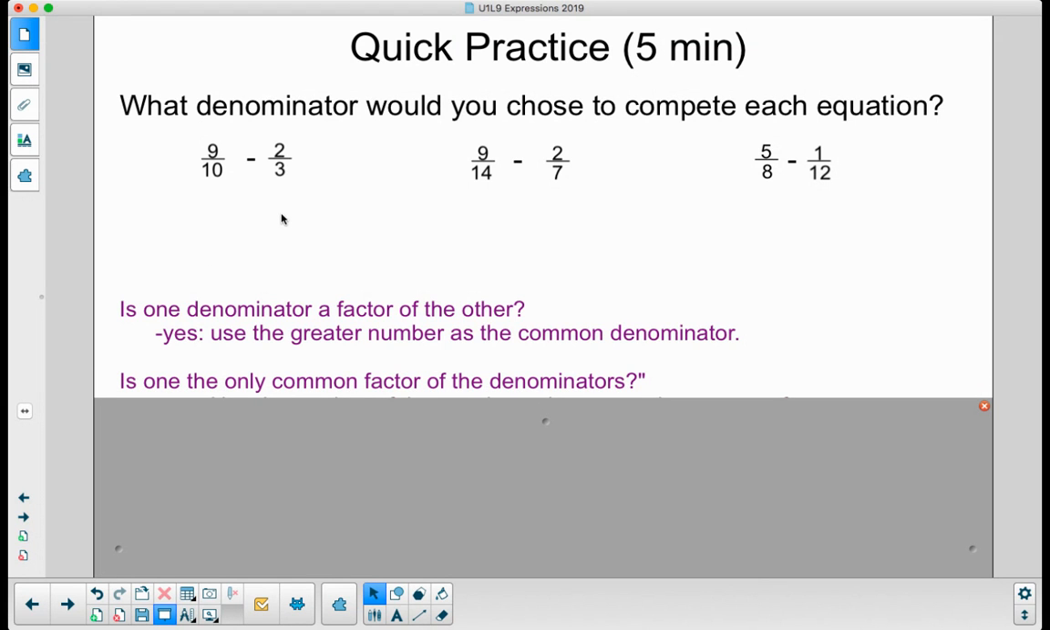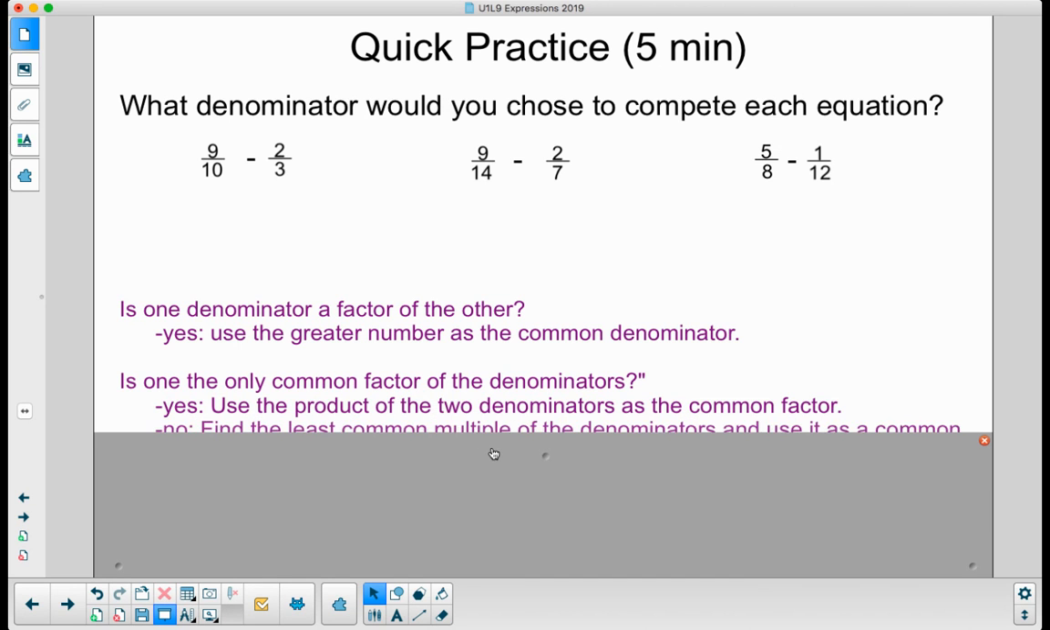Is 1 the only common factor of the denominators? Is 1 the only factor that these two have in common? Well, the only factors 3 has are 1 and 3. We already determined 3 is not a factor of 10. So yes, 1 is the only common factor of the denominators. So we're going to use the product of the two denominators as a common denominator. So we are going to use 3 multiplied by 10, 30, as the common denominator.